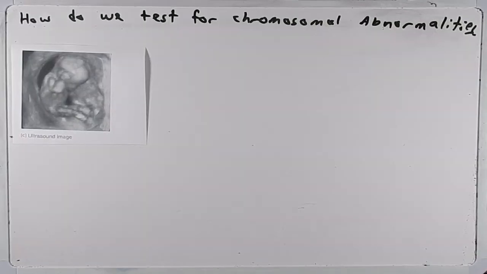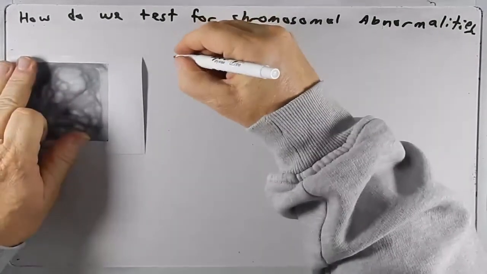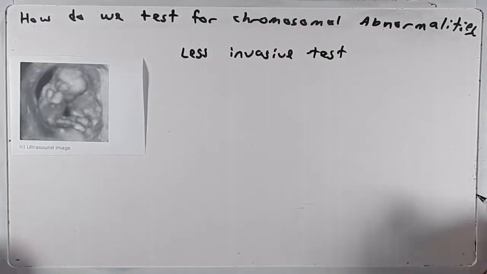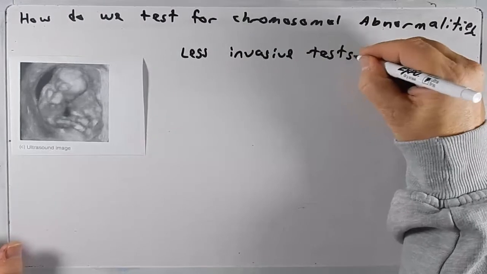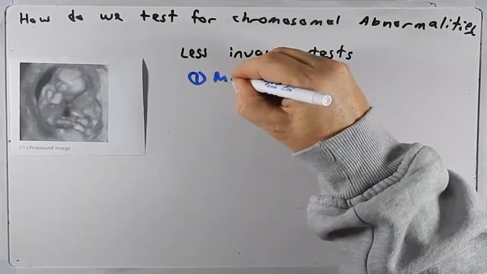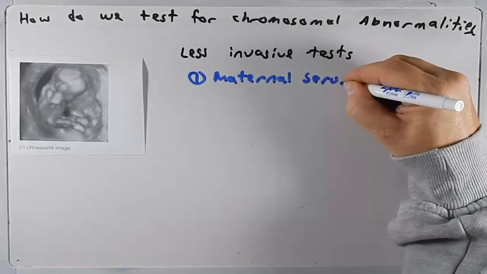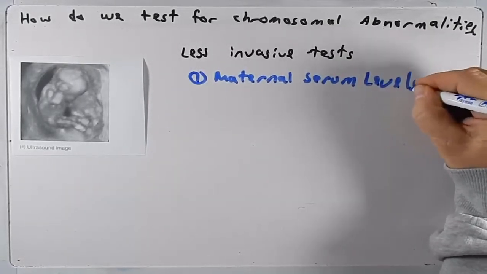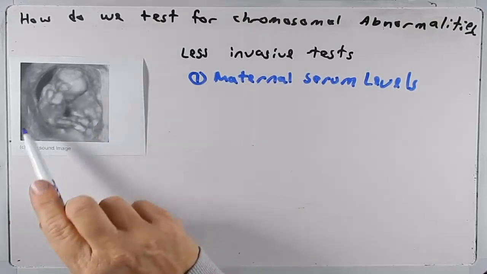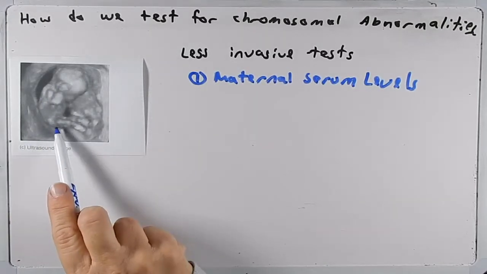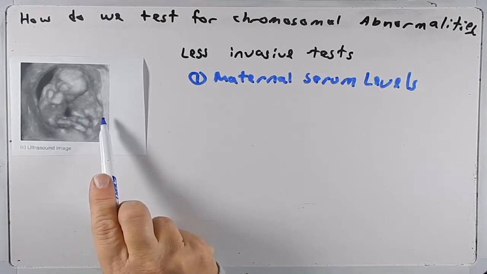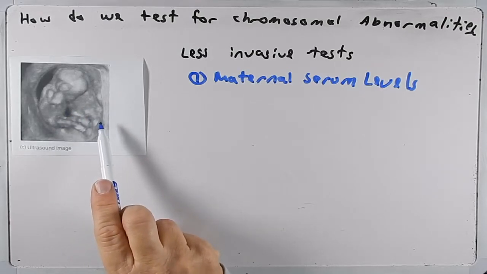Now, the next thing I want to talk about is a less invasive test to determine a chromosomal abnormality. In fact, let's say tests, because there's two things I want to mention here. The first is maternal serum levels. I don't want to spend much time on this, but I do want you to be aware that biochemicals and products made by the developing fetus here can get transmitted across the placenta into the maternal blood supply.